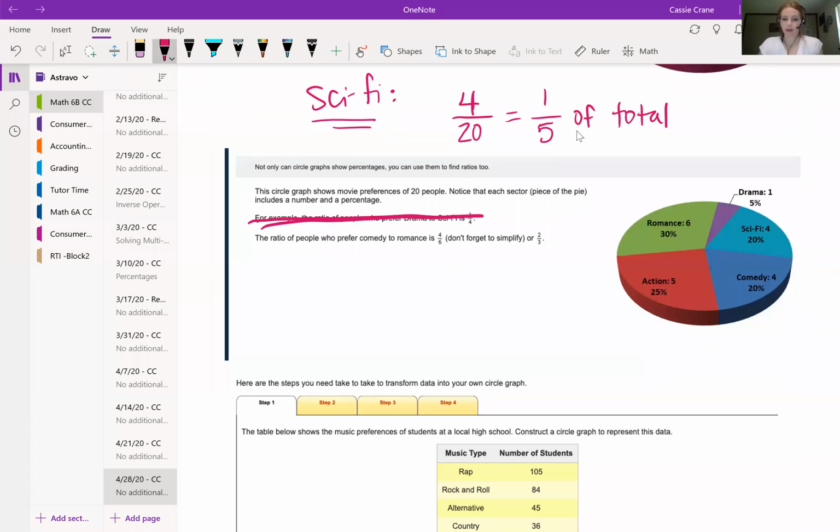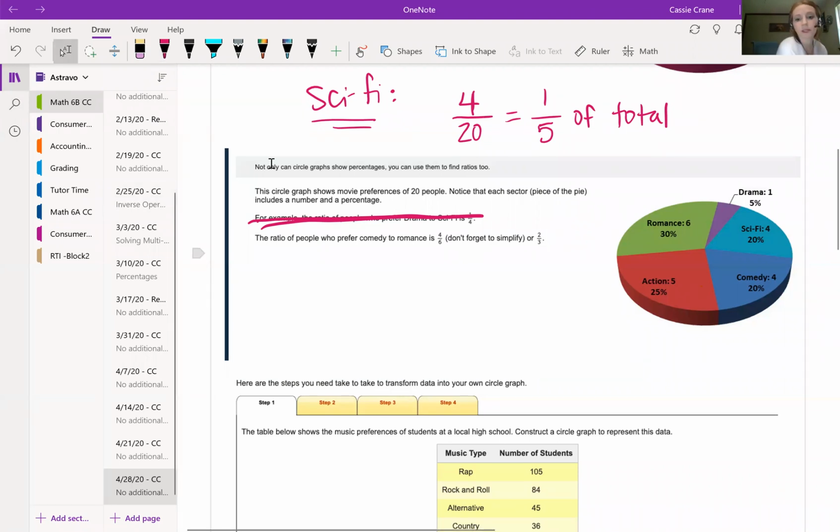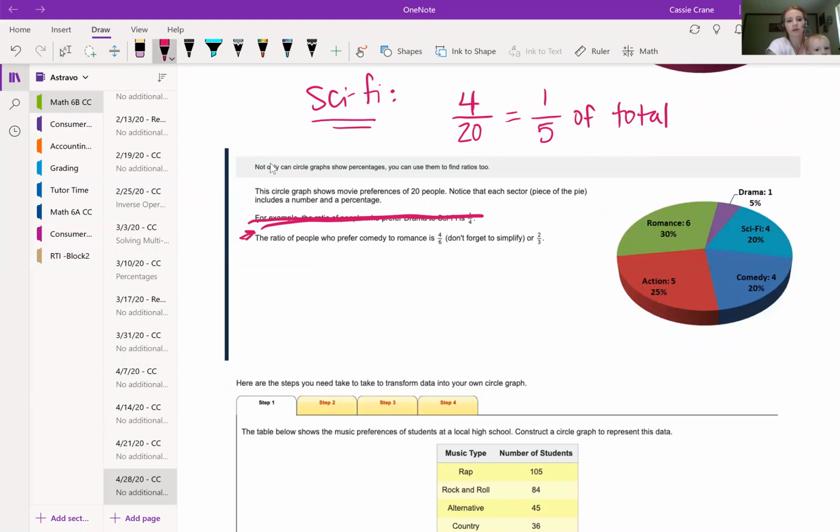That example that I thought I was looking at was comparing 2 different genres. I didn't read it all the way before I started. So let's skip that one that I marked out and go to the next one here. This says the ratio of people who prefer comedy to romance, and again, we want to simplify, is 4 to 6. They got that because they looked at comedy, and it said 4 people preferred comedy.